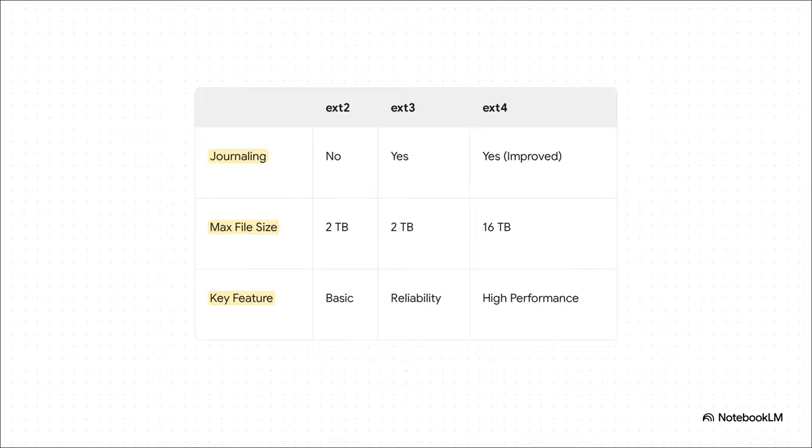ext2 had no journaling at all. It was fast, but pretty risky. Then ext3 comes along, and boom, we get journaling. That was a huge leap forward for reliability. And then ext4 took that solid foundation and just made it better. The journaling is faster. The maximum file size jumps up to a whopping 16 terabytes, and it's built for high performance. It's that combo of reliability and performance that makes ext4 the default pretty much everywhere now.